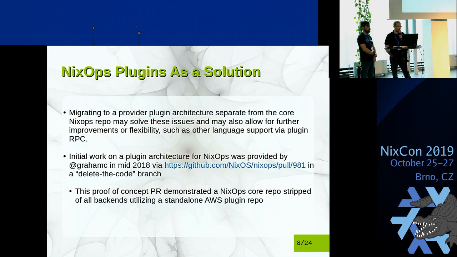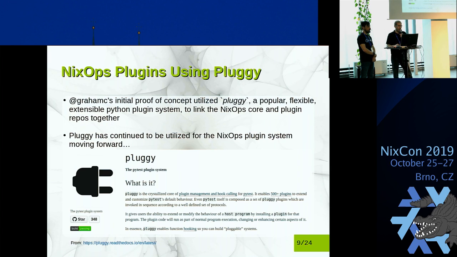And Graham did the initial proof of concept branch back in mid-2018. And he demonstrated basically a NixOps core repo with just about everything stripped out of it as far as the functionality for providers go, and then a separate standalone AWS plugin repo. And Graham's initial proof of concept utilized Pluggy, which is a popular, flexible, extensible Python plugin system, to bring NixOps core and the plugin repos together.